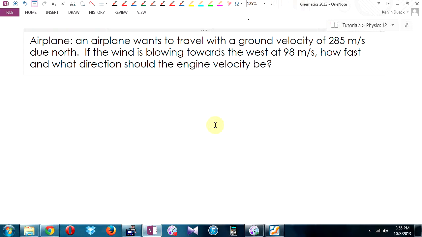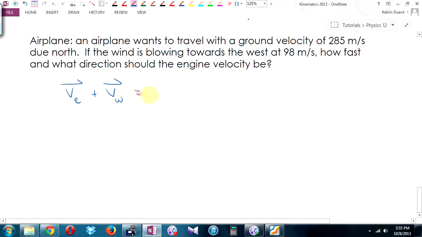Okay? The approach that we're going to use is as follows. We're going to say, good gosh, engine velocity plus wind velocity results in ground velocity. What's this question asking me to find? The engine velocity. See the vector equation? Is the engine velocity by itself? What else is on that side, Bree?